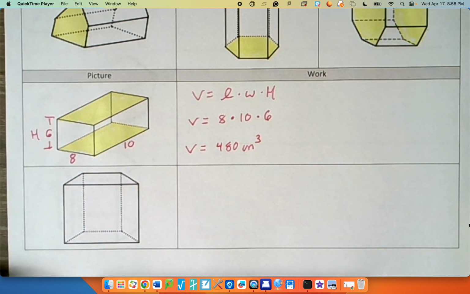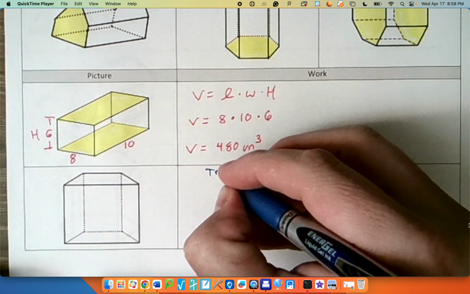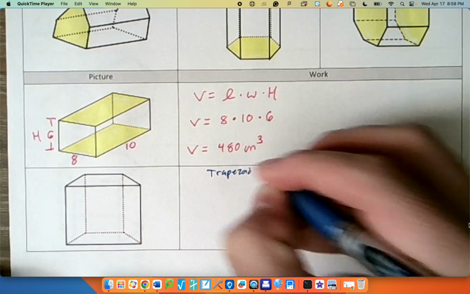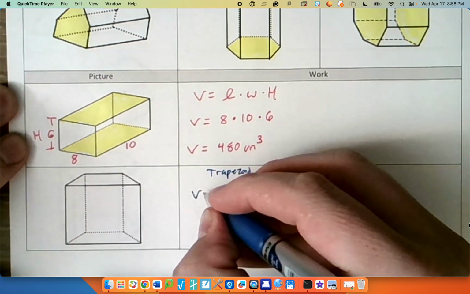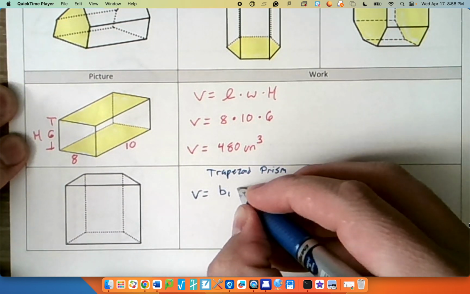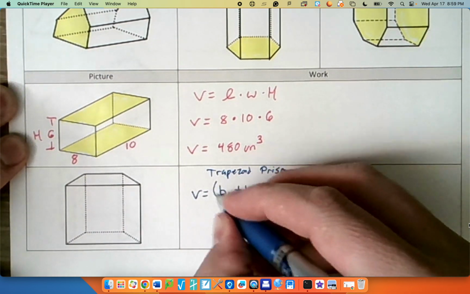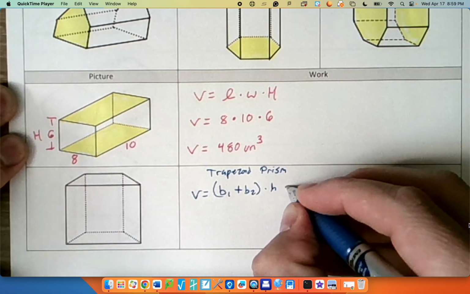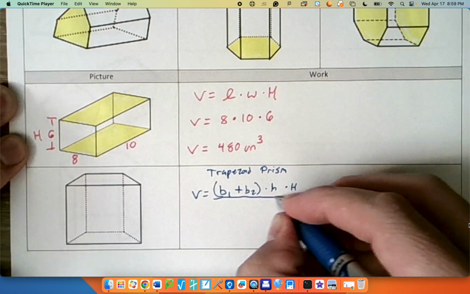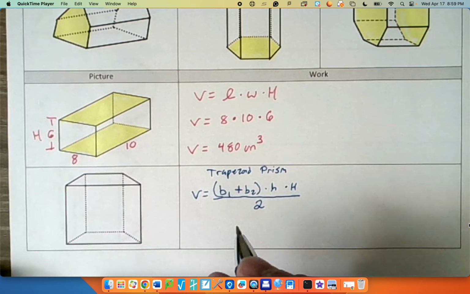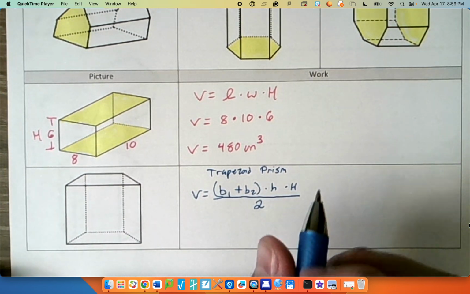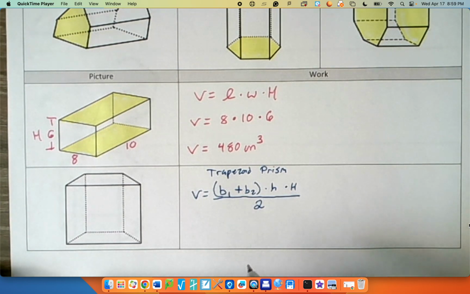Let's jump down to our next one. It is a trapezoidal prism. To find the volume of a trapezoidal prism, we take base 1 plus base 2 times the little height times the big height and divide it all by 2 in the end. It feels like a lot, but we just have to keep track of all of our numbers and make sure we put them in the right spot.